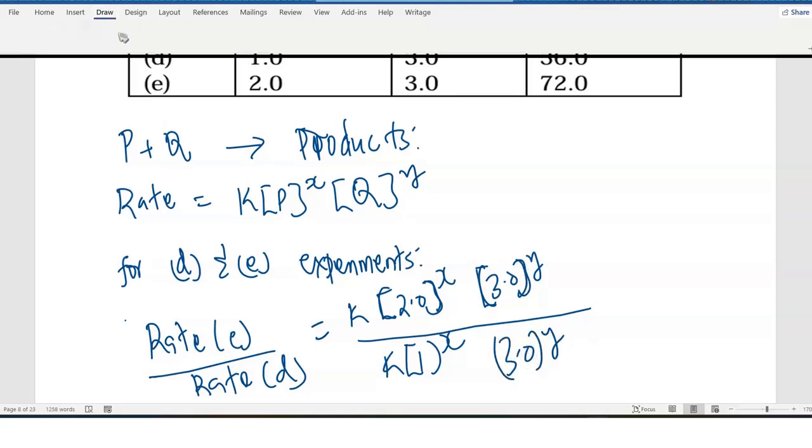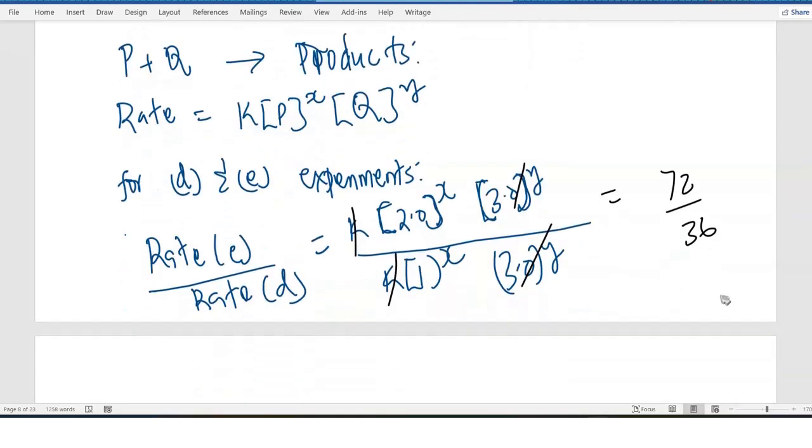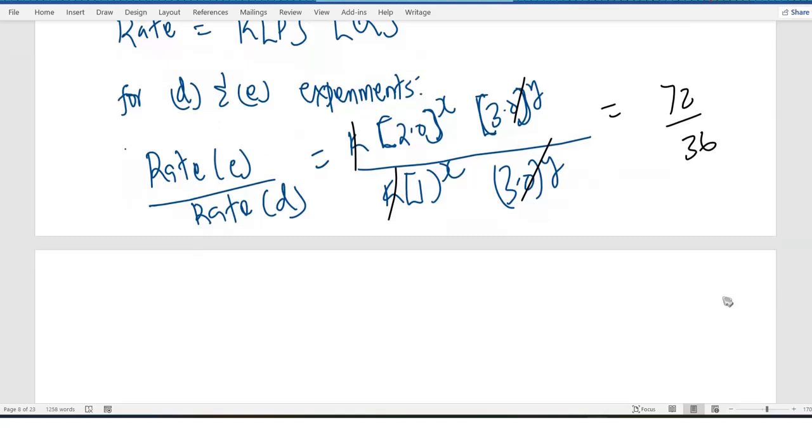So what do you see here? This is a constant, this is the same. Obviously, this rate E over rate D is equal to 72 divided by 36. So what is going to happen is that you are going to have 2 power X, because that's what you have here. This is going to be 72 divided by 36, you get 2 power 1. So here, obviously, X is equal to 1.